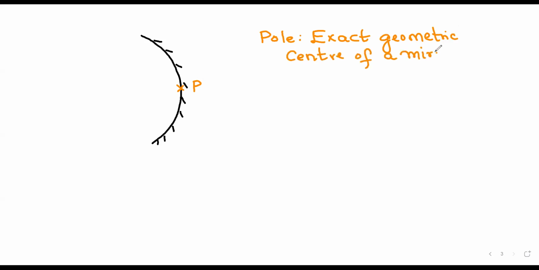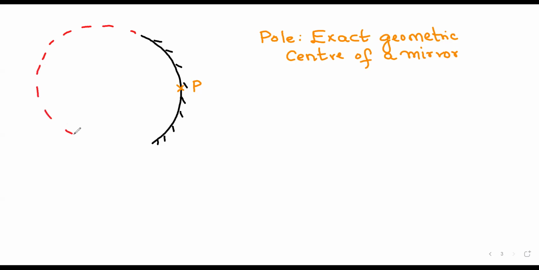Center of a mirror, we call it as pole. We represent it by the letter capital P. Now, this mirror must have been cut out from some sphere. So let's see from which sphere it's being cut off.